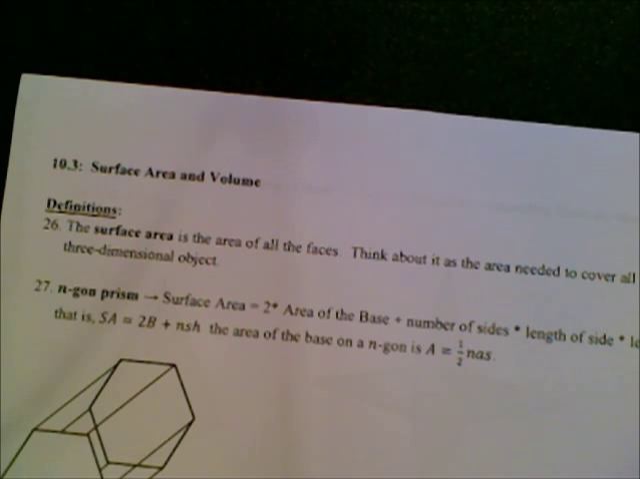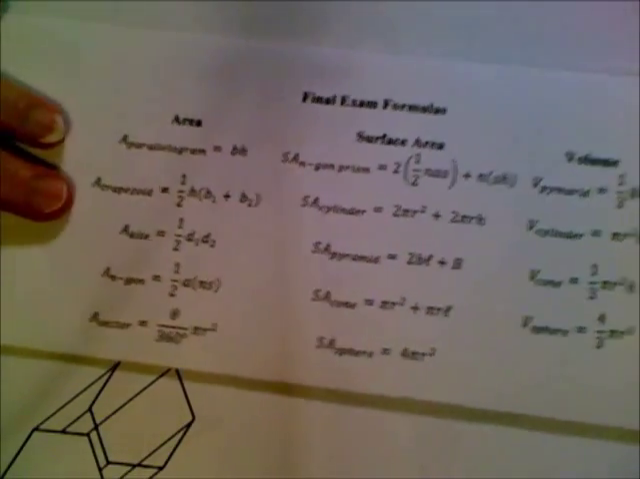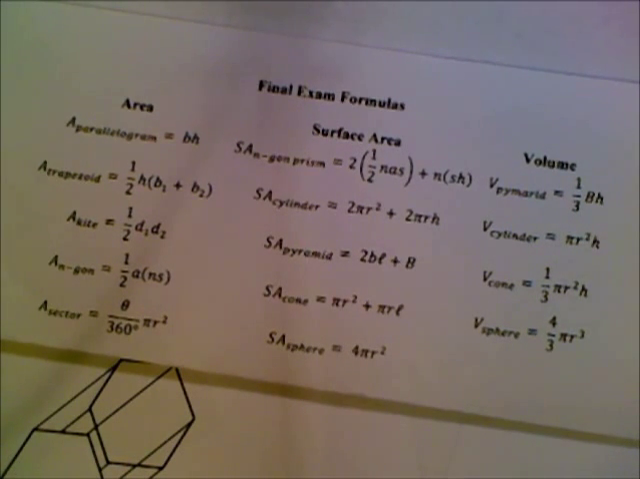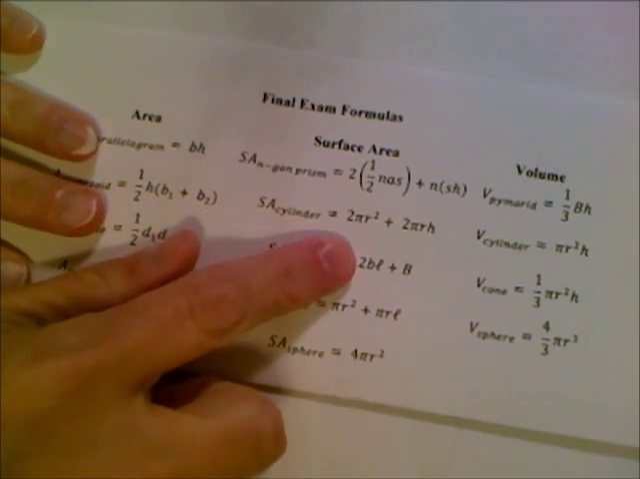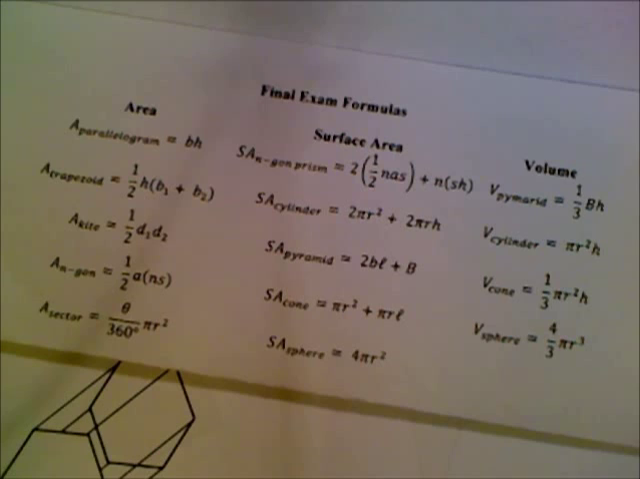Okay, this is the last video. This video covers 10.3, surface area and volume. Now, I want to recall to you that on the formula sheet, there are specific formulas for these. The capital B we'll talk about is the area at the base. The L in surface area is the slant height. And we'll go through these now.